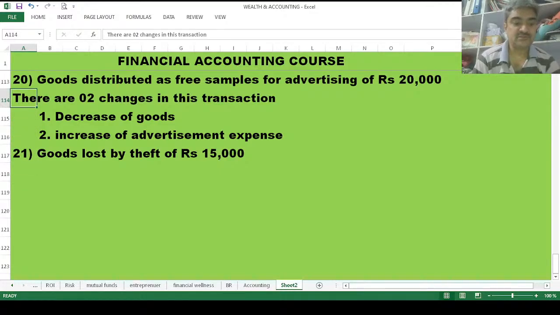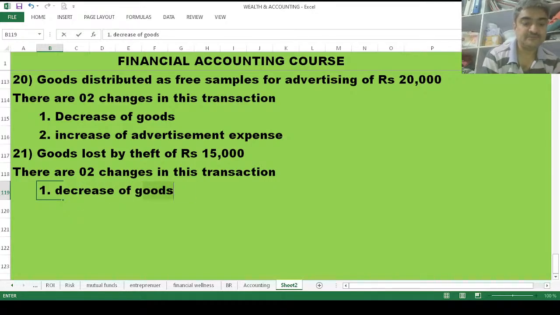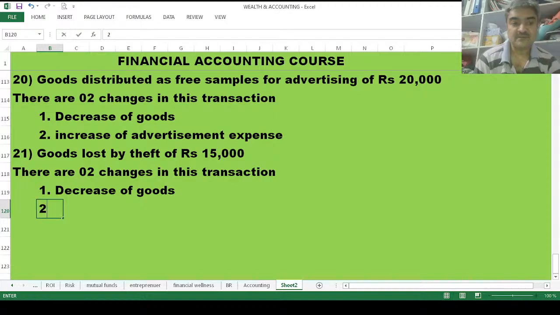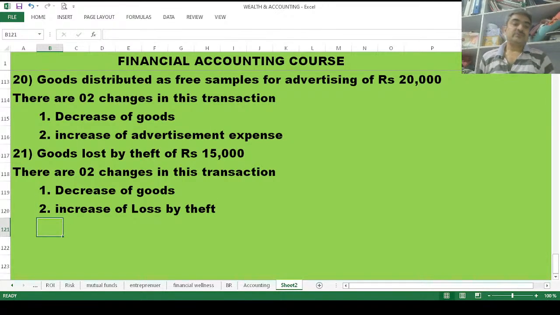This transaction also has two effects. Number one is very obvious, decrease of goods, and number two is increase of loss by theft. So this is also an expense item. Loss by theft is also an expense item.